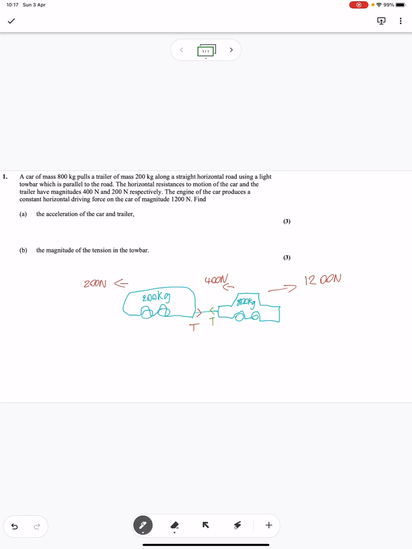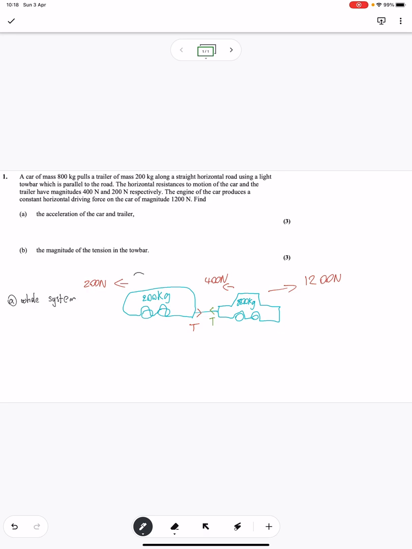Then it says find the acceleration of the car and the trailer. So I like this way. To work out the acceleration, it's actually quite simple. What we can do is consider the whole system. So by considering the whole system, we consider all the forces and we consider both particles as if they were one. Okay. So for part A, we're going to consider everything, the whole system.